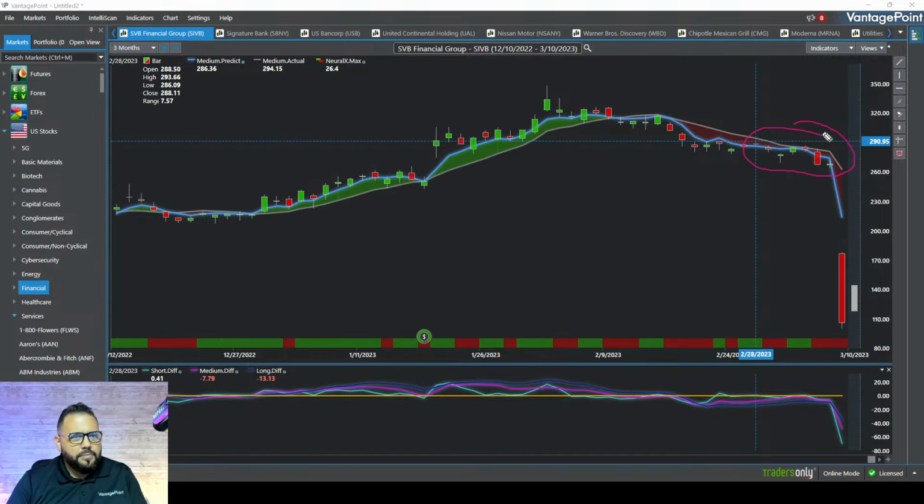I want to point out something and why this artificial intelligence is so valuable. If you look back over here, where I've got this arrow, and this is why I want to spend today's session on trading options with artificial intelligence. If you look back on this day, right here is the day that the artificial intelligence said, hey, guys, there's something going on with SVB, right?